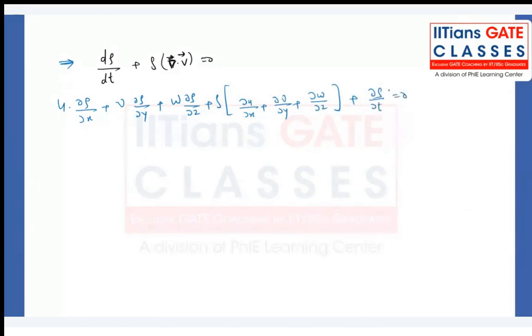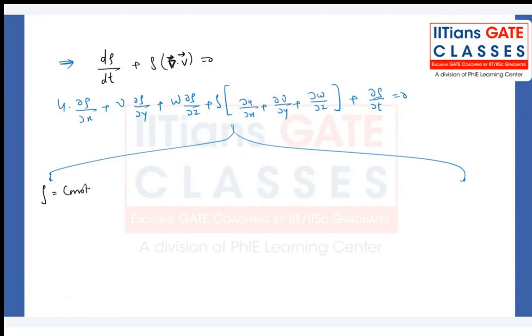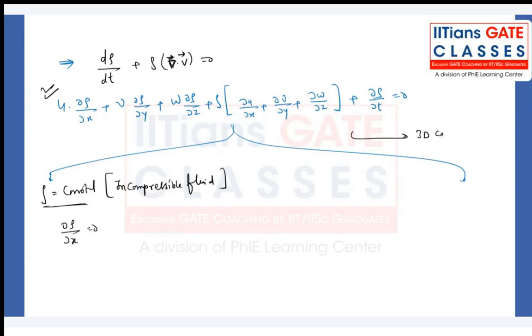Now, here I will be taking two cases. Understand, when density is constant, which case? Incompressible fluid, for example. Now, in this case, my dear friend, understand, density will be constant means what? Dou rho by dou x. Whether you understood this equation or not, the full-fledged 3D continuity equation. Tell me, guys, all of you, whether you understood or not.